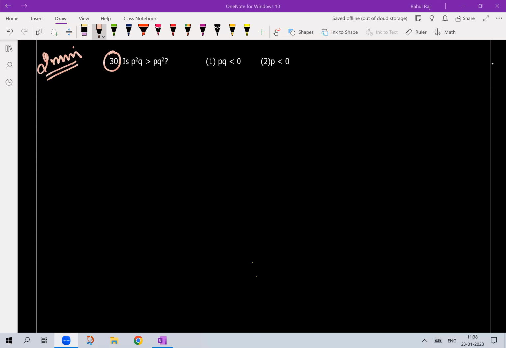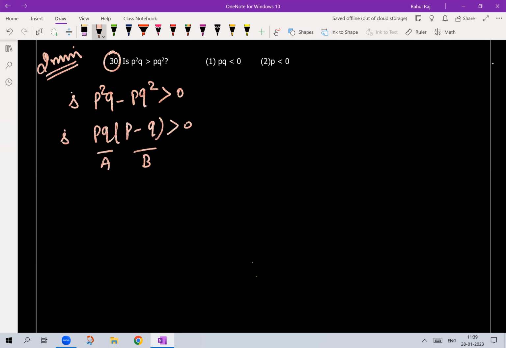So simple, Gauri. The variables are on both the sides, right? And it's the same variable. So take the questions under your command. Simple. Can I say is p square q minus pq square greater than 0? Or can I say is pq into p minus q greater than 0? Now it's absolutely simple. Is a cross b greater than 0? The sign of a and b are same or not? The sign of pq and p minus q same or not?